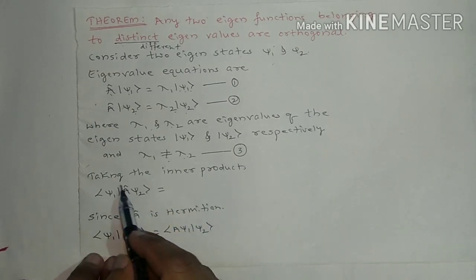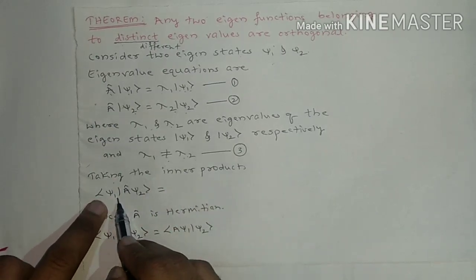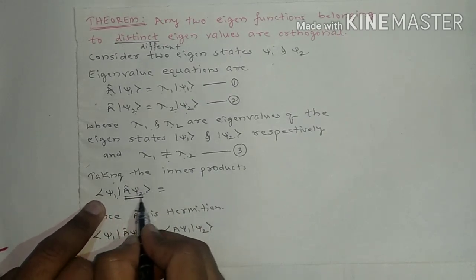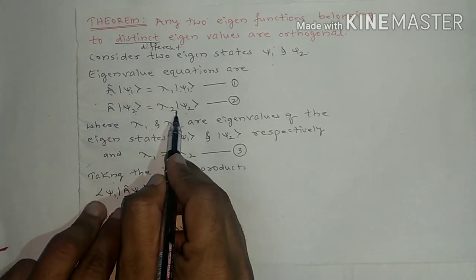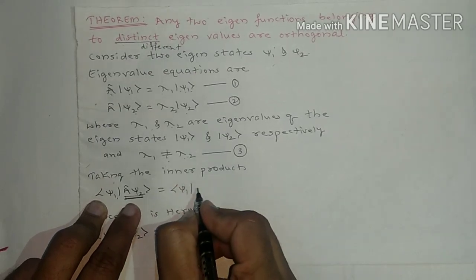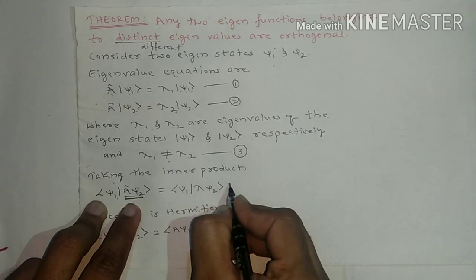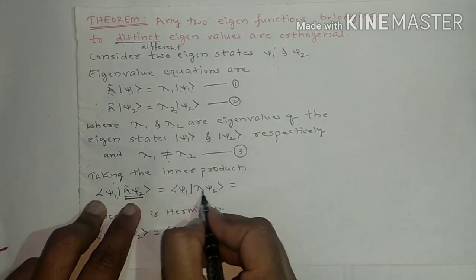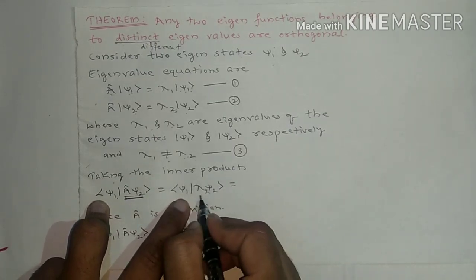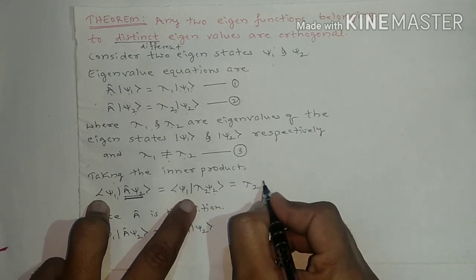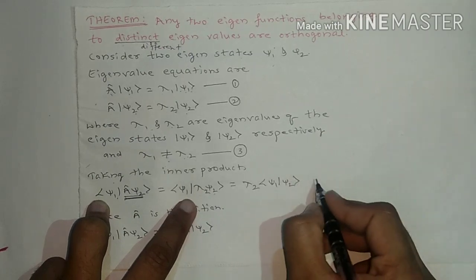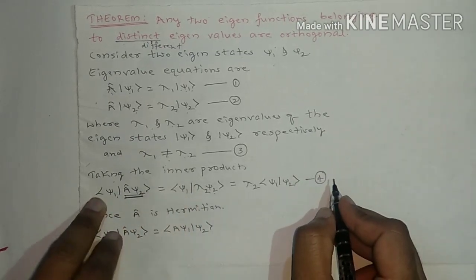Again, let us do the same thing. Let us take the inner product. Here A psi 2 is nothing but this eigenvalue equation. So what we get is psi 1 lambda 2 psi 2. This lambda 2 is associated with the ket, so it can be easily taken out. So lambda 2, and we have the inner product of psi 1 and psi 2. Let us call it equation number 4.